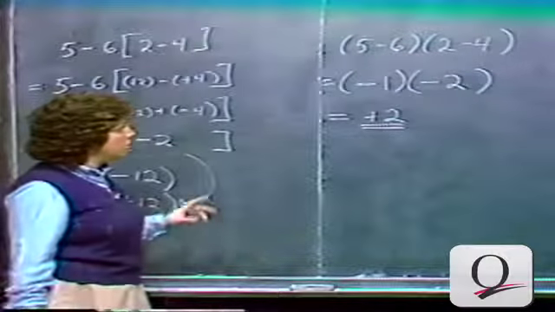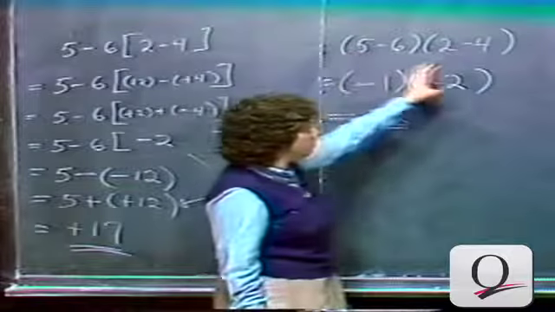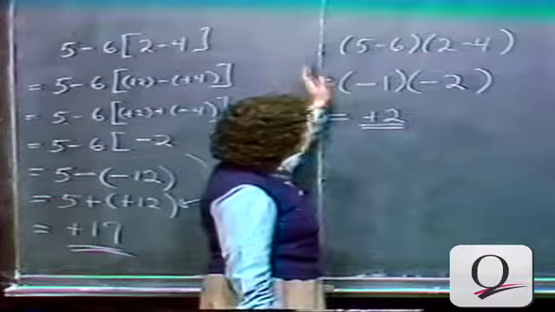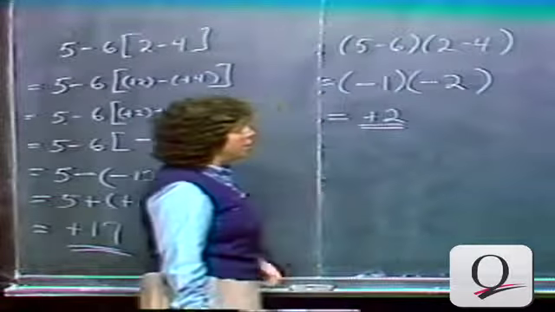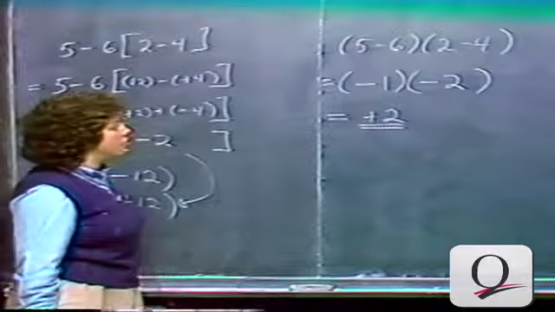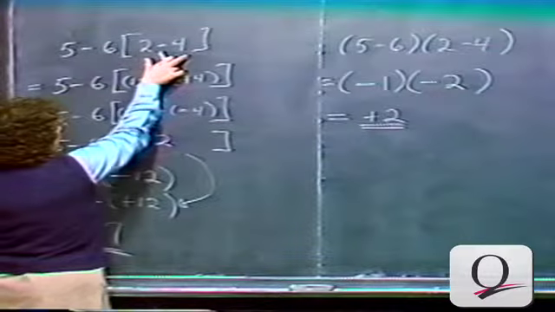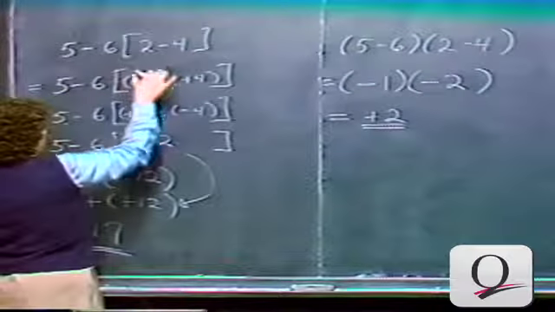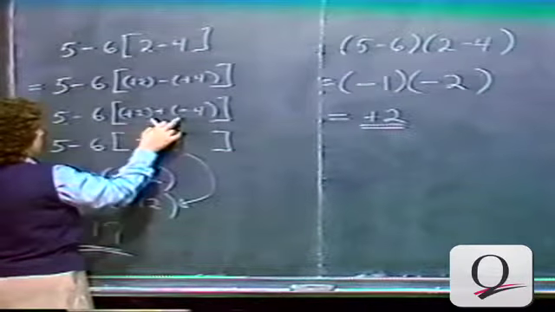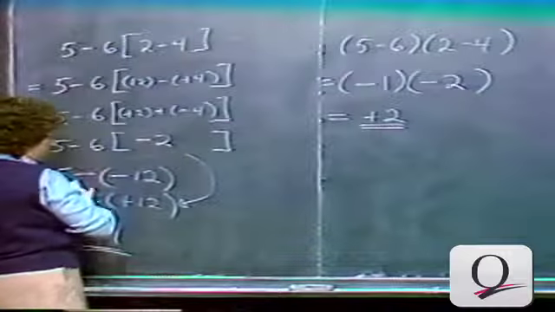Remember, first we handle whatever's in the grouping symbol, which has to be simplified. Then we go through doing our multiplications and divisions, and then finally our subtractions and additions. In this problem here, we had to do the subtraction because it was in the grouping symbol, but then we did the multiplication, and then finally the last subtraction.